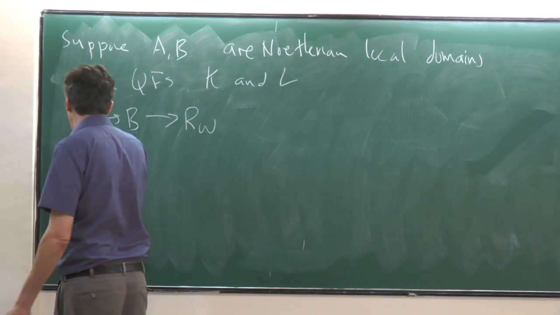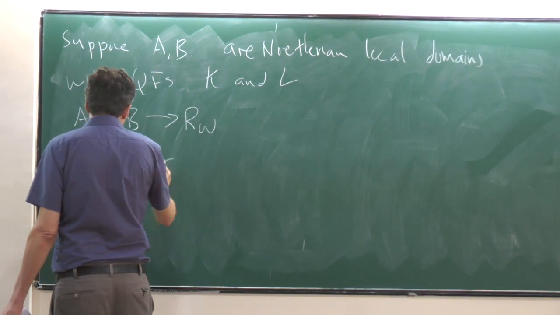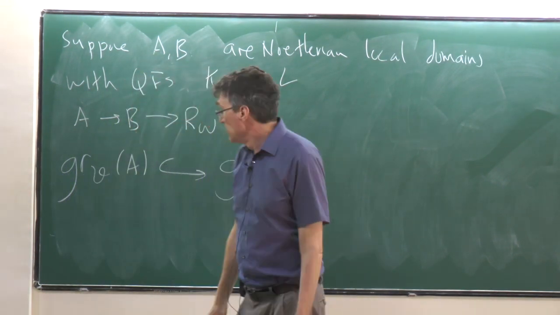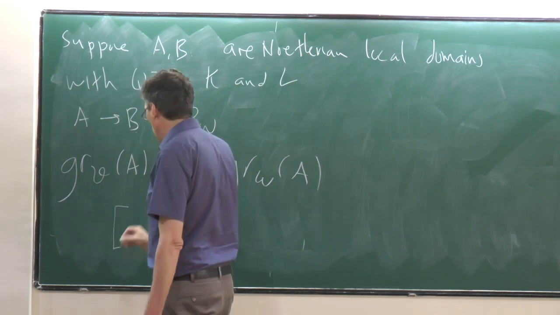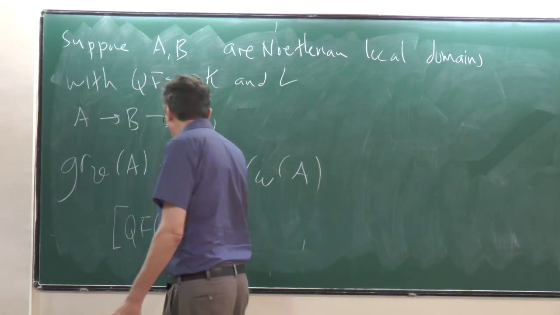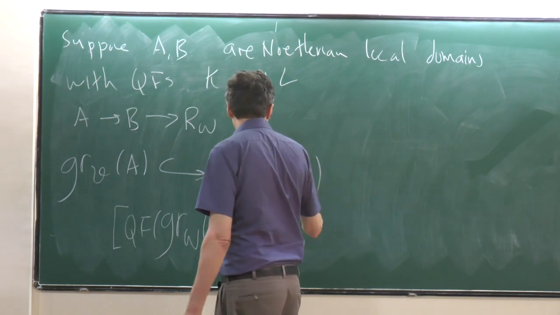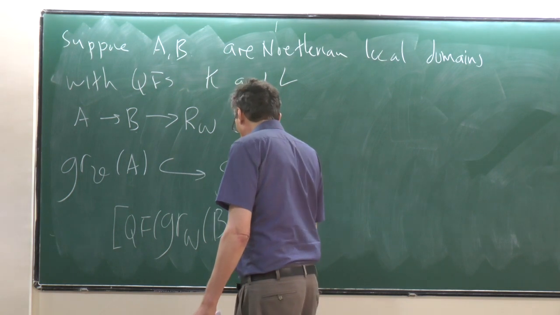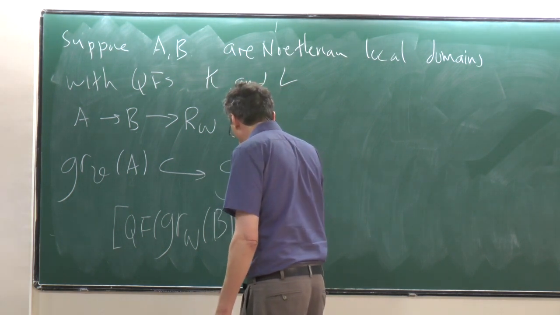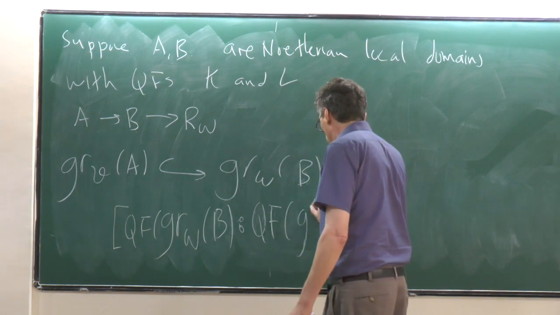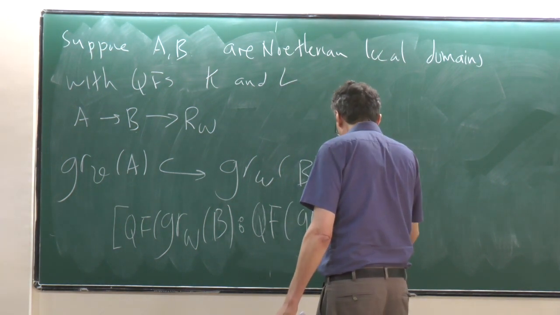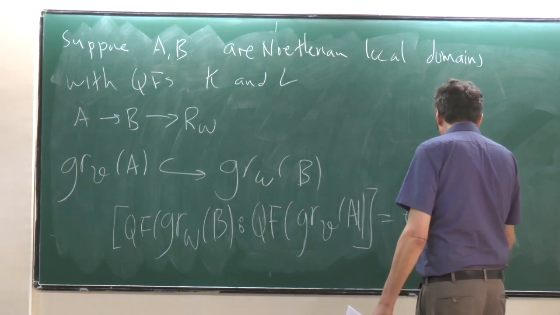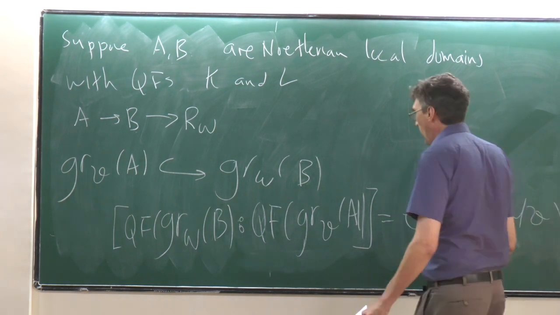Okay, so that gives us an inclusion of these associated graded rings, which are always domains. And one can, in fact, compute the index of the quotient fields. That should be a B there. And this is equal to E times F.